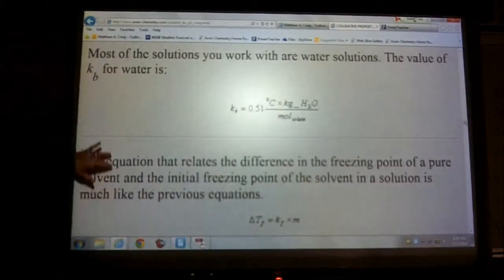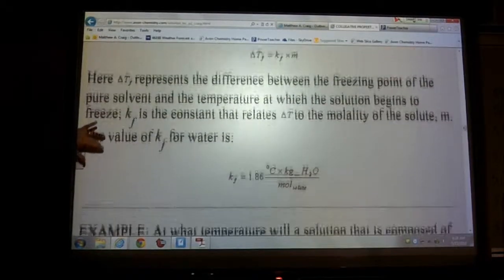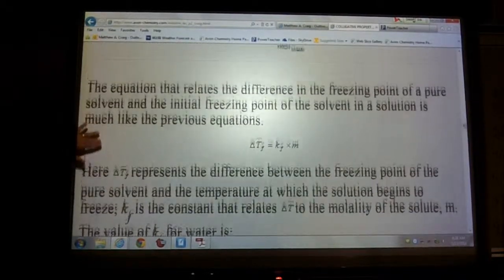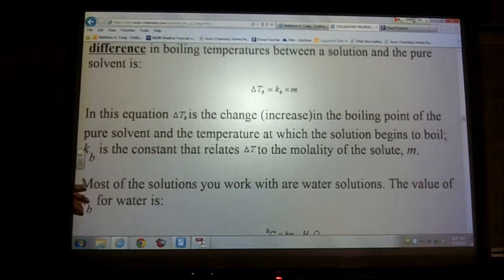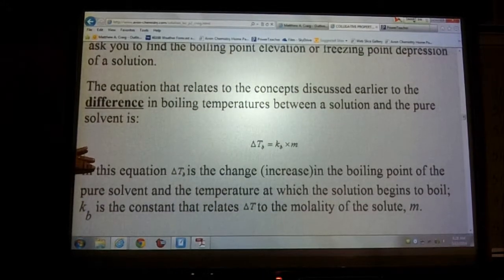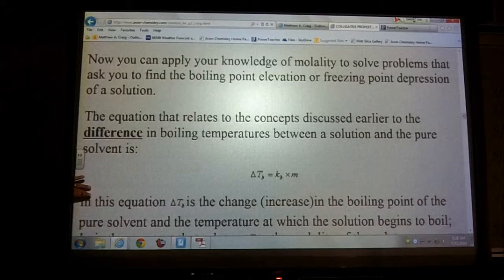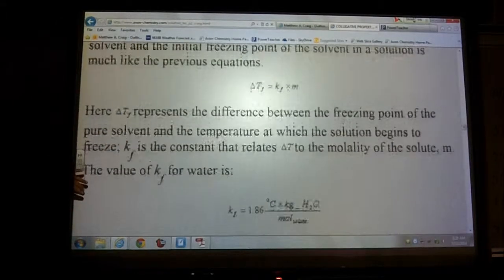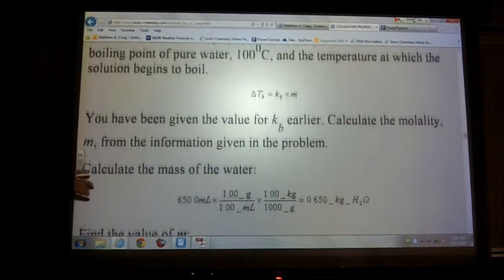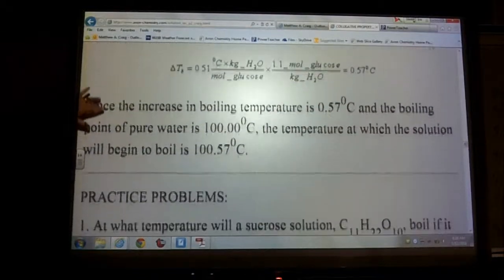Okay. And were there any blanks on that? Oh, difference? Did you guys get that one? All right. Let's look at the examples.